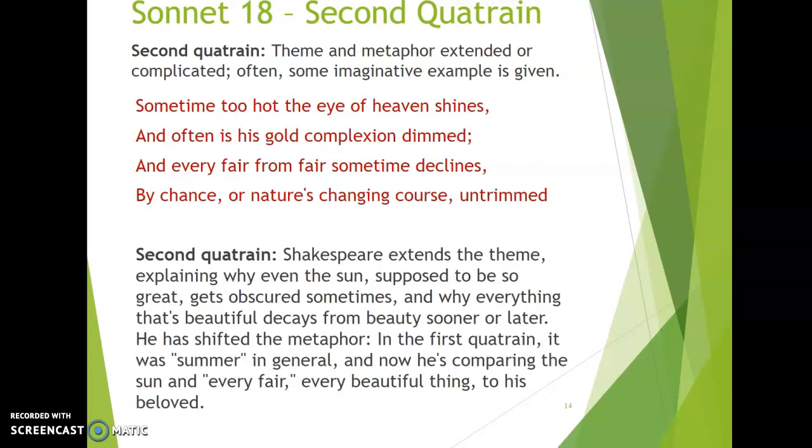Okay, and in lines 7 and 8, he's basically just saying, and every fair from fair sometimes declines, by chance or nature's changing course untrimmed. He's basically saying, and every fair from fair sometimes declines. That's basically saying that beauty declines with age. And then this last line, by chance or nature's changing course, he's just saying that, through nature, through time, beauty declines.